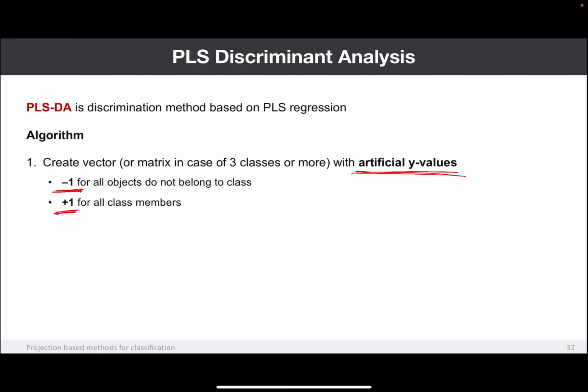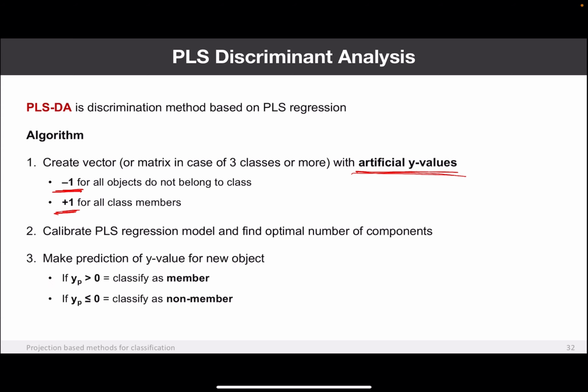Now you can create a PLS model that will predict these y values. Of course, although our y values are binary, -1 and +1, the predicted values will not be binary. So it means that the predicted values can be like -0.8 or +1.2 or similar. So what we need to do is just to use a threshold. Every time we have a predicted value, we compare it with 0. If it's positive, it's a member. If it's negative, or for example equal to 0, then it's a non-member. That's it. You can see it's a very, very simple thing.